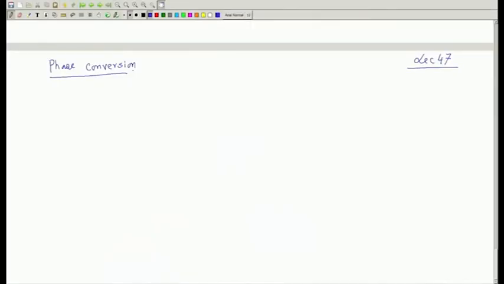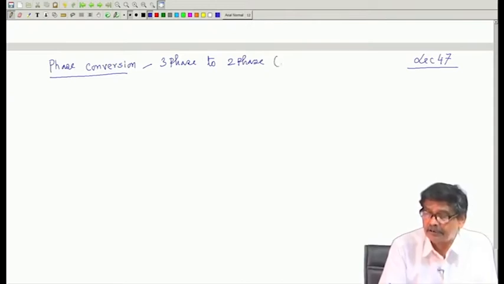Welcome to the 47th lecture. We have been discussing phase conversion, and we have studied 3 phase to 2 phase conversion, and we have completed this. This is called the Scott connection. Got the point?